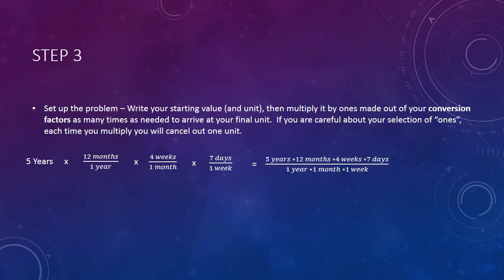So across the top we have 5 years times 12 months times 4 weeks times 7 days, all over 1 year times 1 month times 1 week. Things can now cancel out because we have, for example, years on the top and years on the bottom. So we're done with years. We can cancel out months on top, months on bottom. We can cancel out weeks on top and weeks on bottom, and we are just left with the unit that we want, which is days.